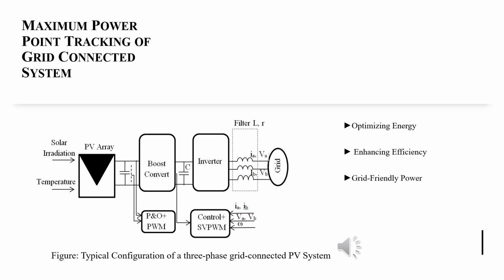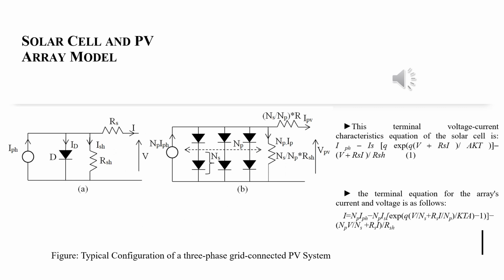MPPT ensures that the power generated by the solar panels is efficiently and smoothly injected into the grid, aligning the output voltage and frequency with the grid requirements while maintaining stability and compliance with grid codes and standards. A typical configuration of a three-phase grid-connected PV system is shown in the slide.